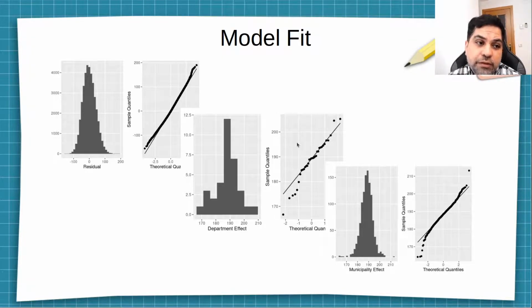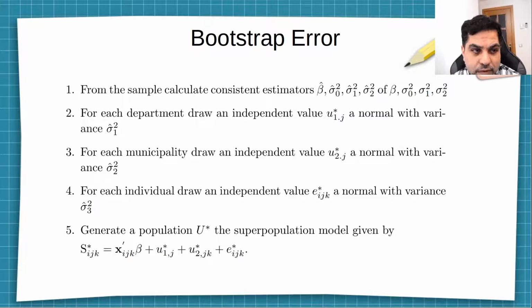In order for this to make sense, the model must fit the conditions, especially the variables must be normal. Here we see that the variables do not have that many problems when it comes to normality. The residuals fit quite well. The department effect has some issues, especially in the left tail, and the municipality effect is a little light-tailed, but nothing to worry about.